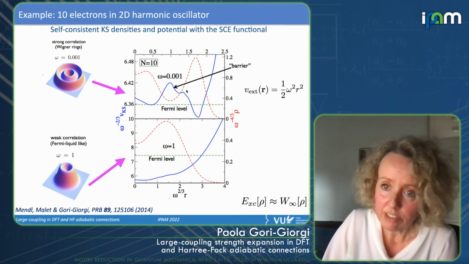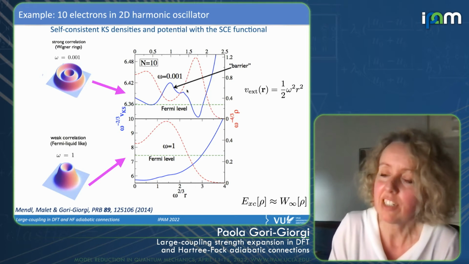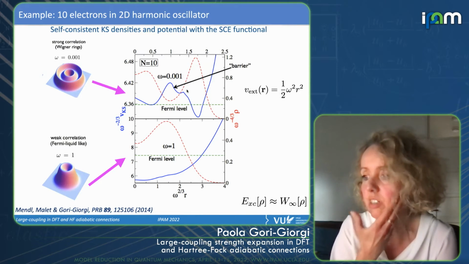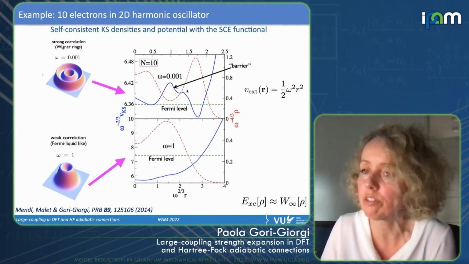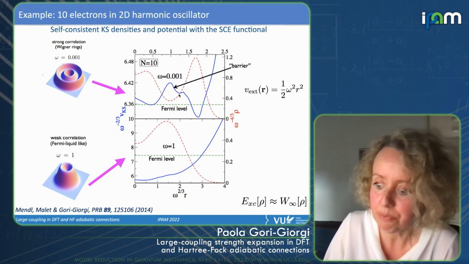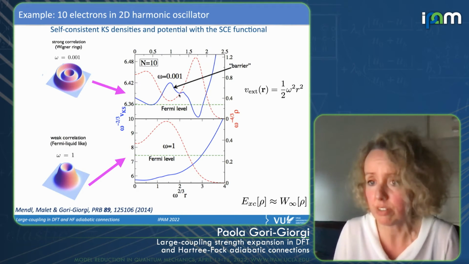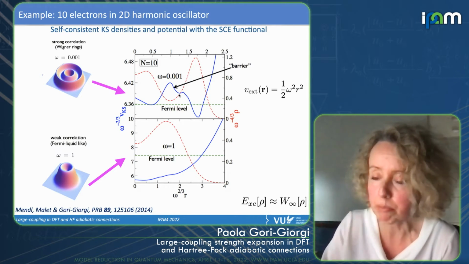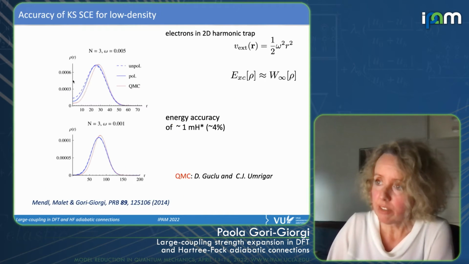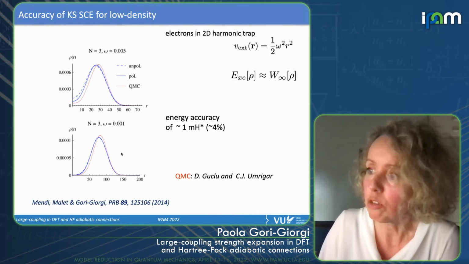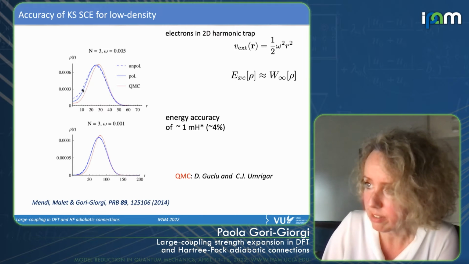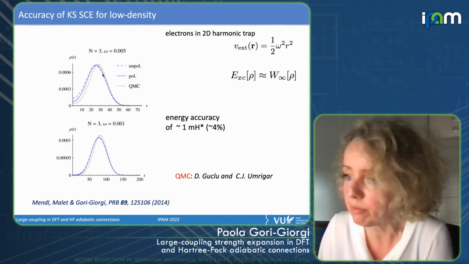So these classically forbidden regions in the Kohn-Sham potential seem to be really the key to describe, let's say, strong correlation with Kohn-Sham. And this has been observed also, for instance, in stretched bonds, where a similar change in the classically allowed and forbidden regions is there. I mean, the classical turning points are changed. And it's also accurate. So this is a comparison with the quantum Monte Carlo results at very low density. The red is the quantum Monte Carlo density, and the blue is this self-consistent Kohn-Sham SCE.